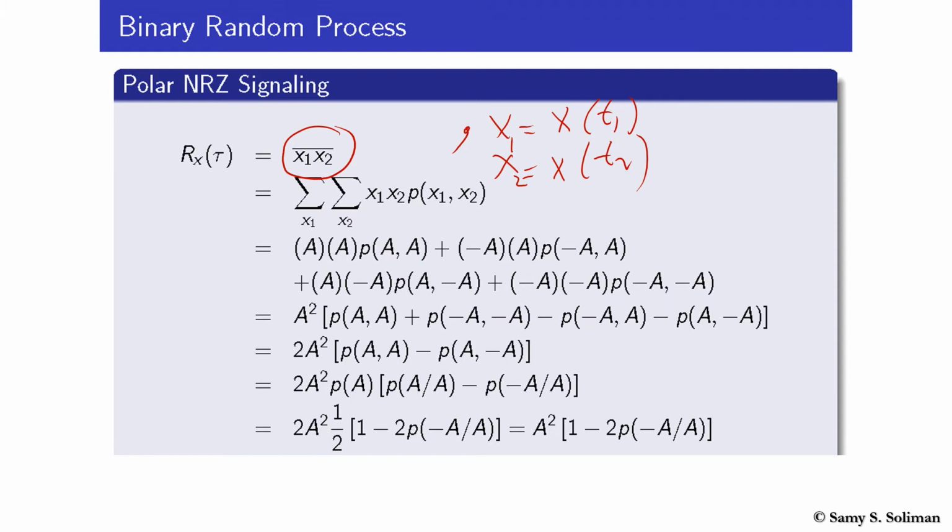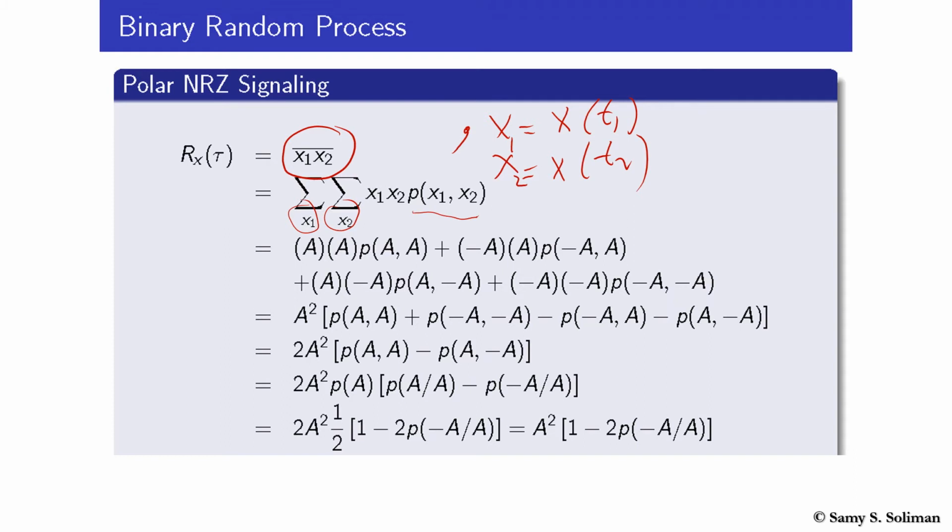Because this problem is a binary random process in which the amplitude of the random process or the random signal is either positive A or negative A, hence our calculation of the autocorrelation function will be similar to discrete random process in which we have only 4 possibilities of the pair of x1 and x2. So we have summation over all the values of x1, summation over all the values of x2 for x1 times x2 times their joint probability.